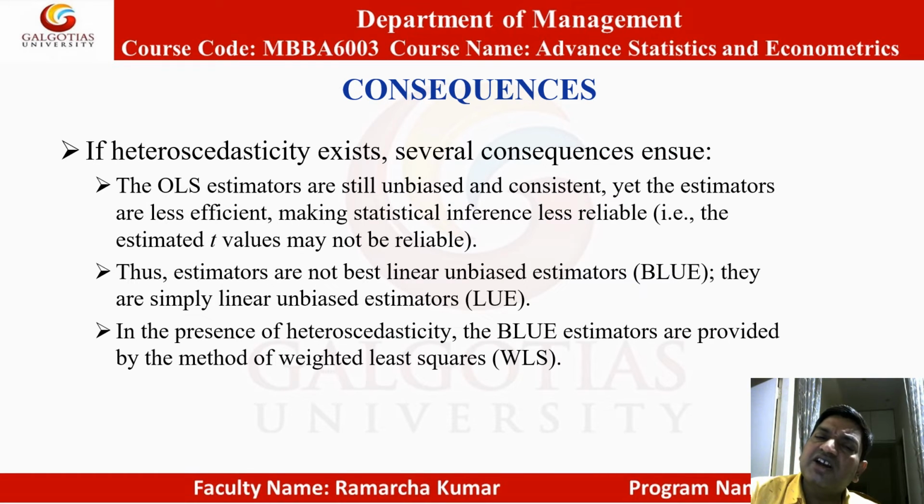Consequences. If heteroscedasticity exists, several consequences ensue. The OLS estimators are still unbiased and consistent, yet the estimators are less efficient, making statistical inference less reliable. The estimated t-values may not be reliable. Thus, estimators are not the best linear unbiased estimator, BLUE, they are simply linear unbiased estimators. In the presence of heteroscedasticity, BLUE estimators are provided by the method of weighted least squares.